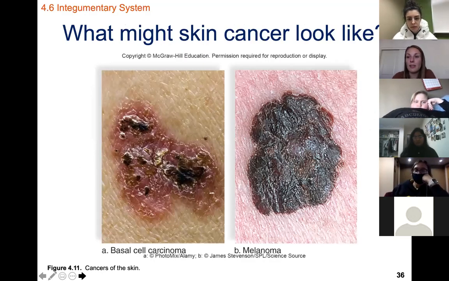A little graphic image here, just to show you different types. The melanoma, the more deadly one, is on the right-hand side, and the basal cell carcinoma is on the left. You don't need to be a medical professional and identify all of your spots or moles on your arm or anything like that, but just know that they do look different in a sense.